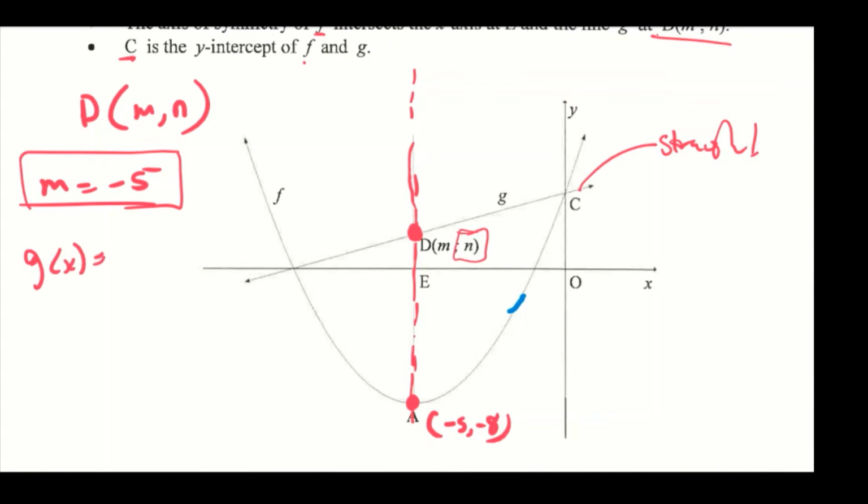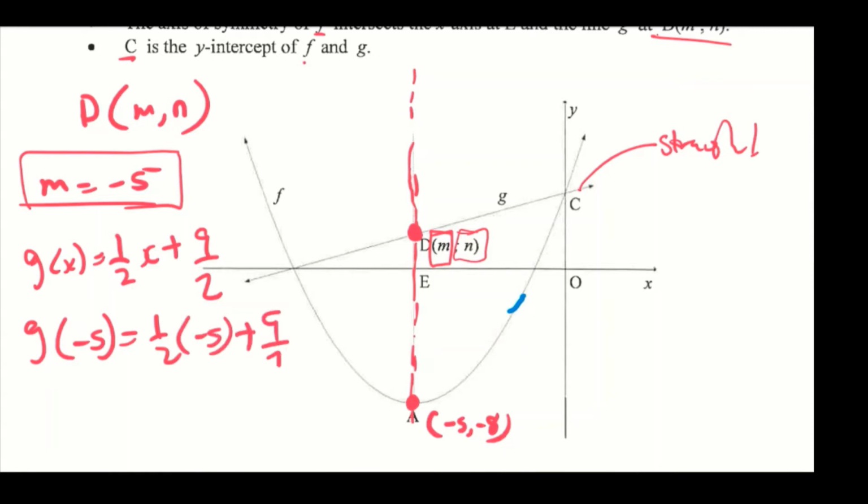g of x is equal to half x plus 9 over 2, right? So the m value here is actually the x value, so you can simply substitute it. Minus 5: equals 1 over 2 times minus 5 plus 9 over 2, right? So you're just going to substitute that into the equation, and the answer that you're going to get is 2. So therefore our n value is equal to 2, right? So that is the value of m and n. This is the value of m, this is the value of n.